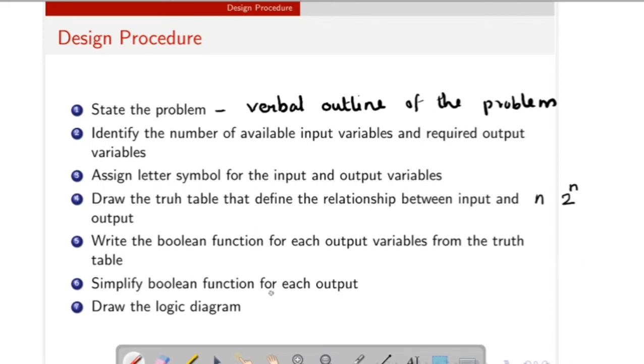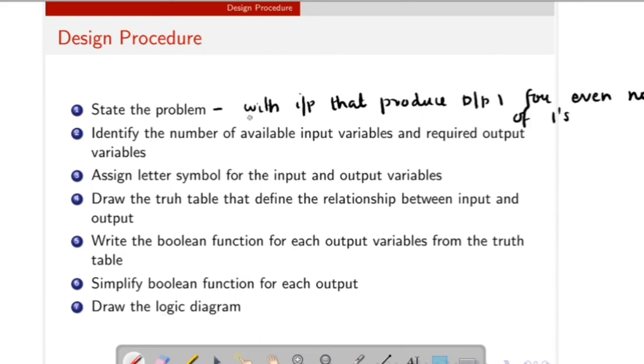Next step is simplify the Boolean function for each output. From the 5th step, we have the Boolean function for each output variable. By using the algebraic method, map method or the tabulation method, we simplify the Boolean function for each output variable. Then the next step is draw the logic diagram. For the simplified expression, by using the basic gates or the universal gates, we draw the logic diagram for the expression. So these are the 7 steps for designing a combinational logic circuit.